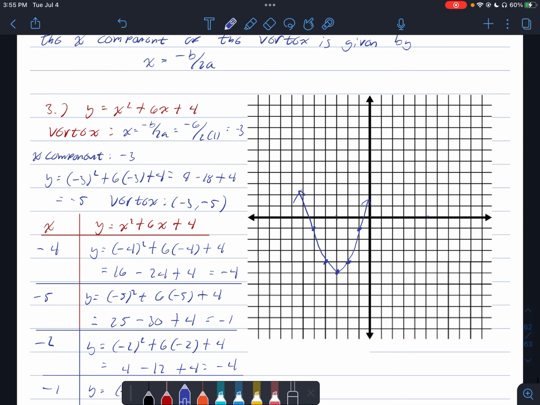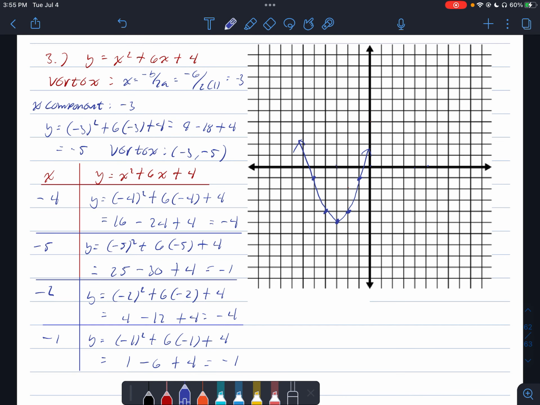Okay, so hopefully that helps a little bit with graphing some of these parabolas. These all are going to follow the same basic pattern here, at least for this homework section. So good luck.